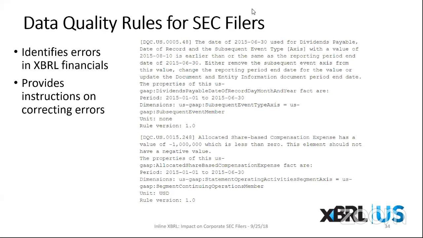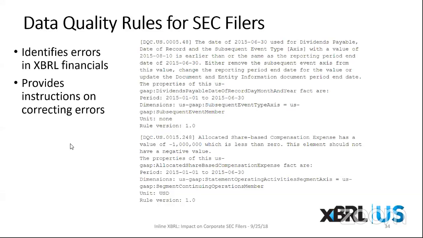And last, I just wanted to talk about a couple of other programs that may be of interest, particularly to the SEC filers on the call. One of the programs that we have had in place for a few years now are data quality rules, which many of you may be familiar with. And these are rules that are specifically for SEC filers. And they're basically a set of automated rules that can be run against an XBRL instance document to identify any errors in XBRL financials. And these rules generate a report which is very much what you see on the screen here, which provide instructions for you on how to correct those errors.